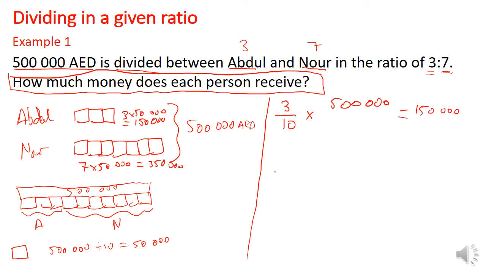For Noor, total number of parts is 10. 7 out of those total number of parts are hers, so we're finding for her amount 7/10 of 500,000. Same thing, 7 multiplied by 500,000, then divide by 10, and that would give you the answer of 350,000.